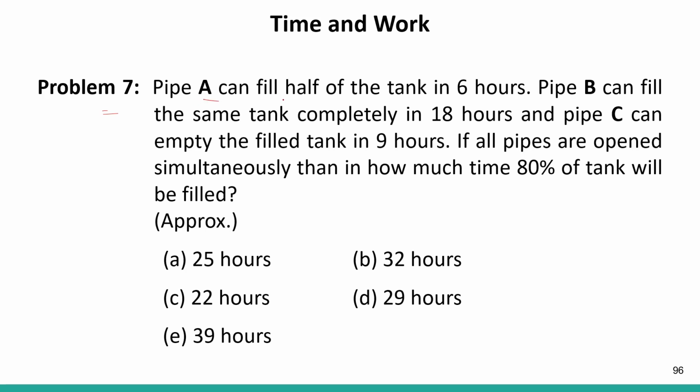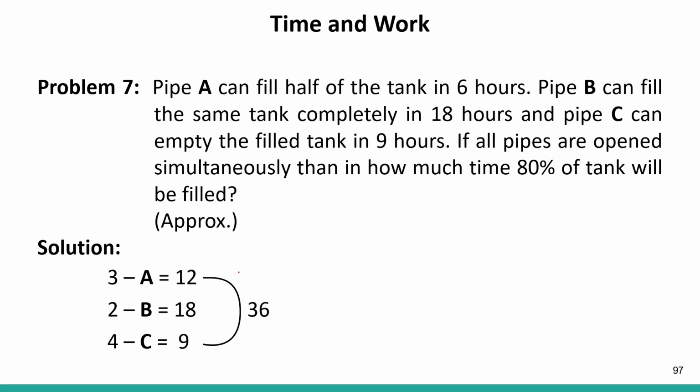So pipe A can fill half of the tank in 6 hours, and pipe B can fill the same tank completely in 18 hours, and pipe C can empty the filled tank in 9 hours. So if all pipes are opened simultaneously, then how much time will 80% of the tank take to fill? Is it 25 hours, 32 hours, 22, 29, or 39 hours?